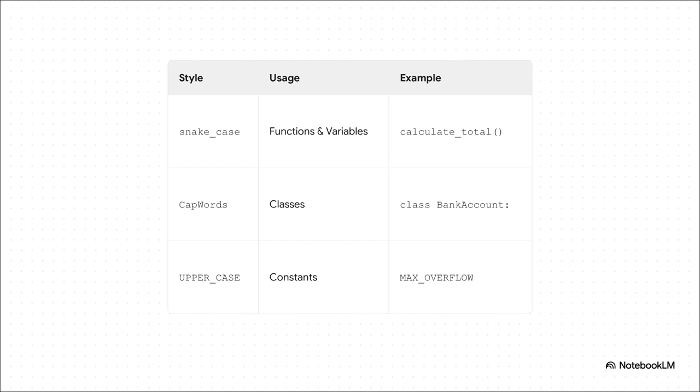For our variables and our functions, we use snake_case. That's all lowercase with underscores between words. For classes, we use cap words, sometimes called Pascal case. And for constants, variables whose values should never ever change, we just use all uppercase. Following these simple rules makes your code instantly easier to scan and understand.